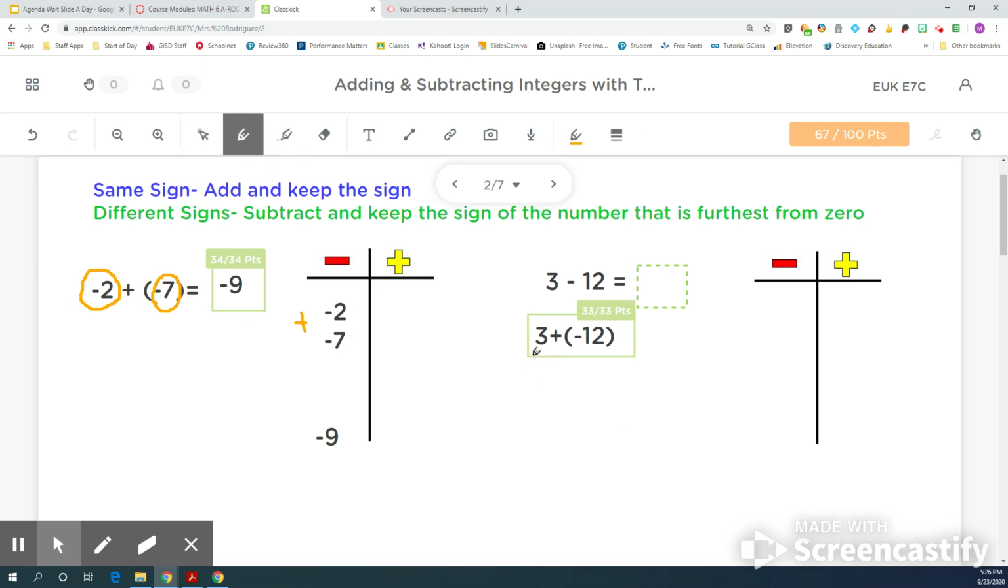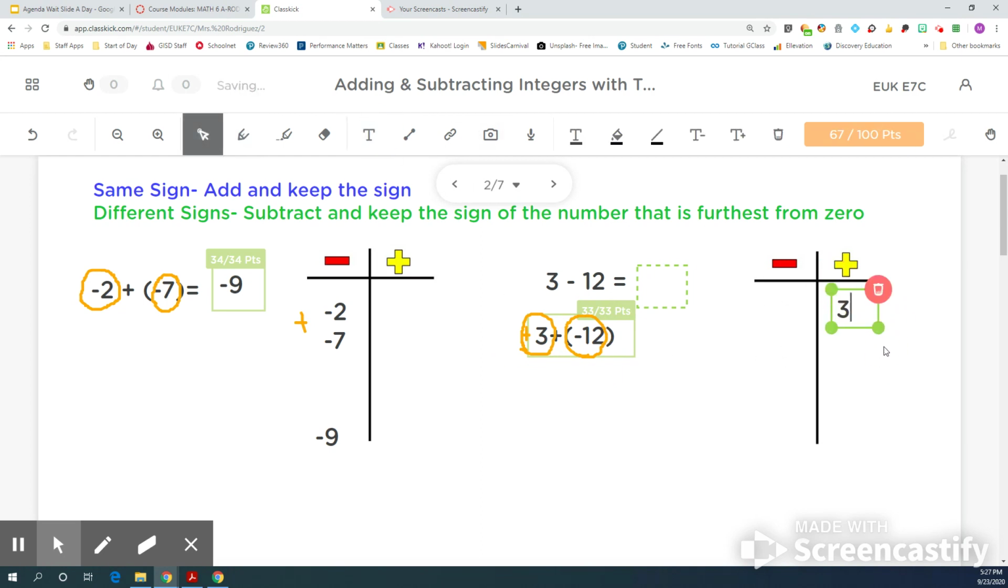Now we're going to put this addition problem into the T-chart. So again, I'm going to circle the number with the sign to the left of it. You'll notice that 3 doesn't have a sign. If it doesn't have a sign, we just assume that it's positive, okay? And 12 is a negative number. So these are actually on different sides. So +3 goes on the right with the plus sign, and -12 goes on the left.